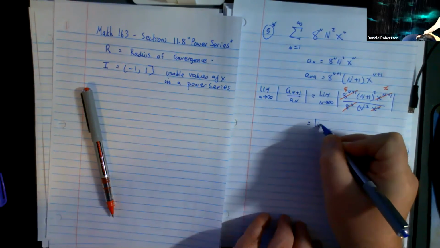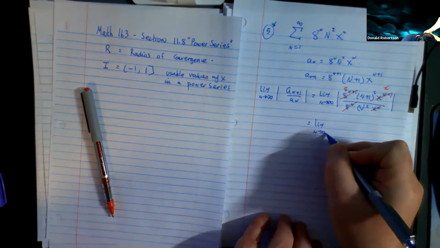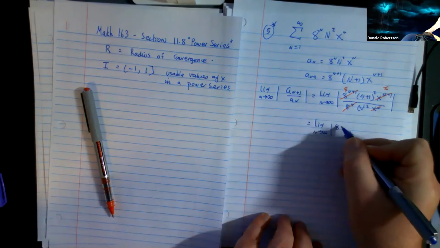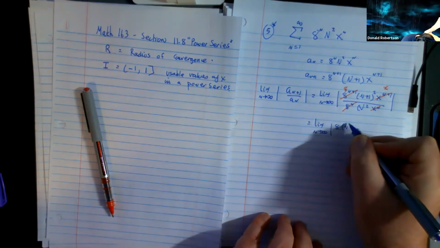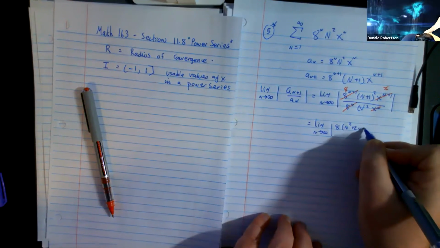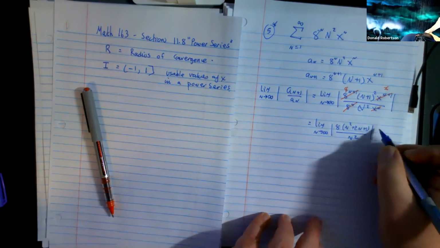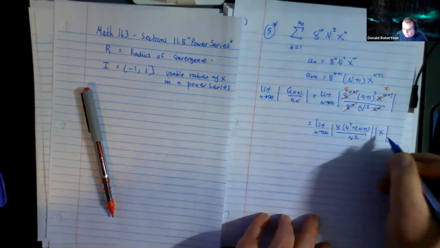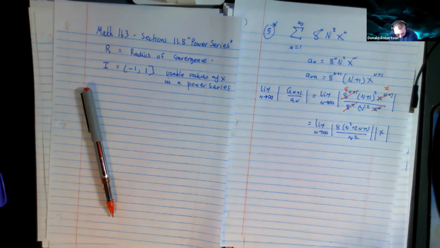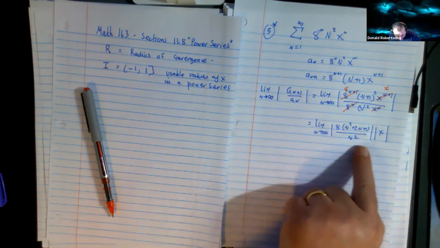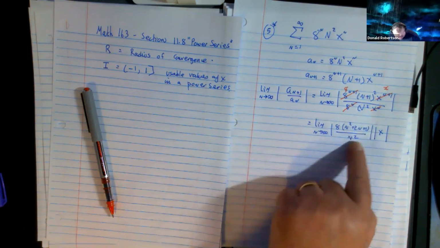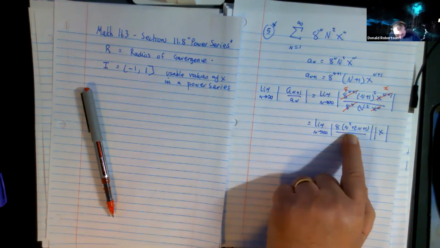So right now, we have an 8. We have an n plus 1, which I'm going to FOIL out. And on the bottom, I've got an n squared. And then I'm going to separate out the x that's left. And that means I just need to focus on what this is going to equal as n goes to infinity.